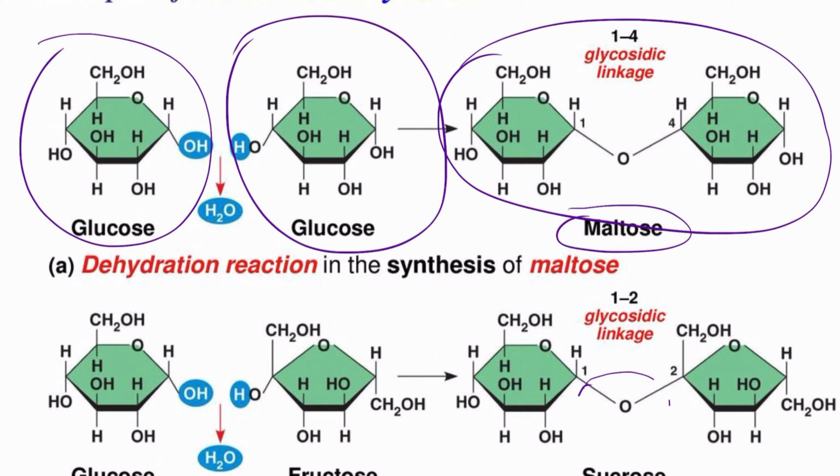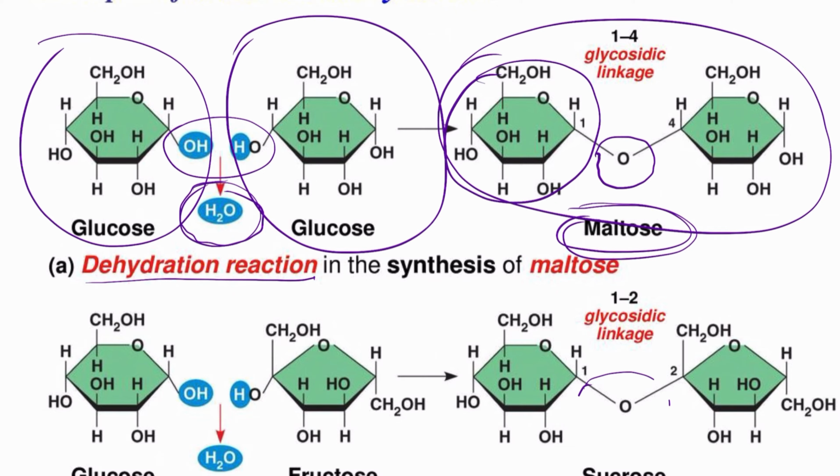Now, if you're asking what is going on here, this is called a dehydration reaction. A dehydration reaction is what is used to link these monomers together. So in order for us to create the maltose, water has to be released. And then we have something called a glycosidic linkage or a glycosidic bond. These monomers are held together by a covalent bond and use the dehydration reaction, also known as a condensation reaction, to form these bonds.